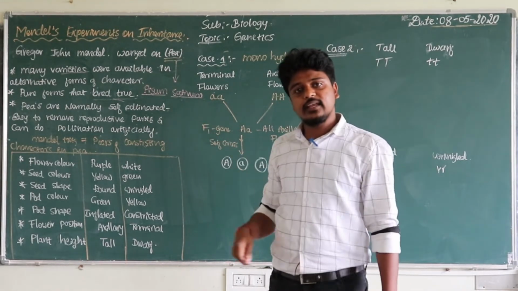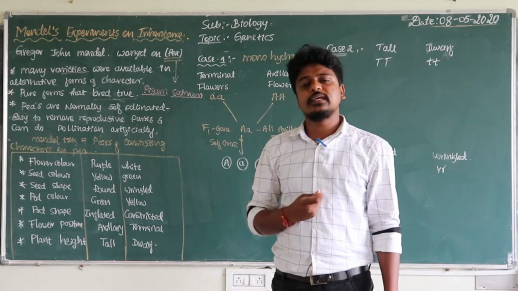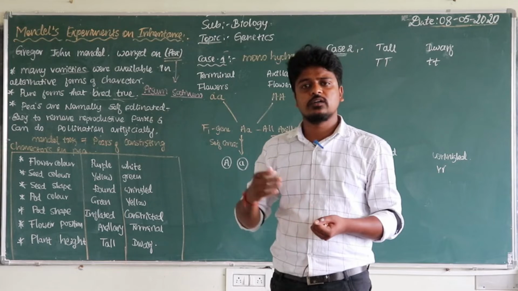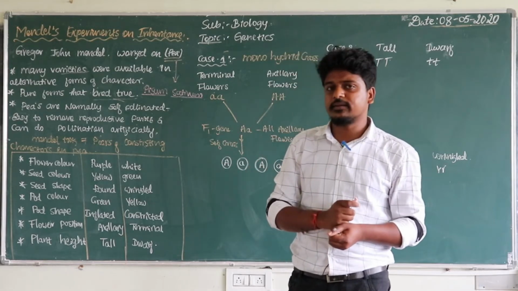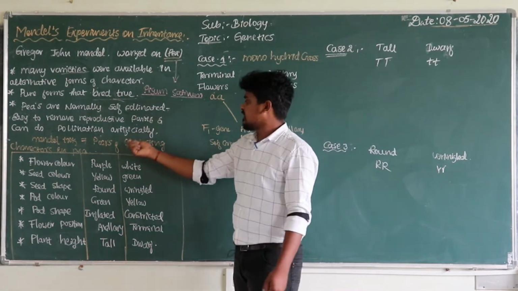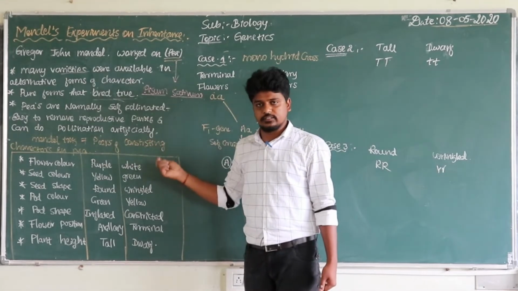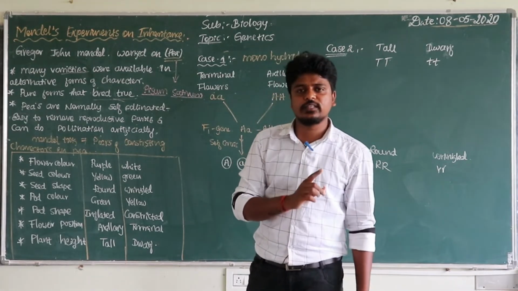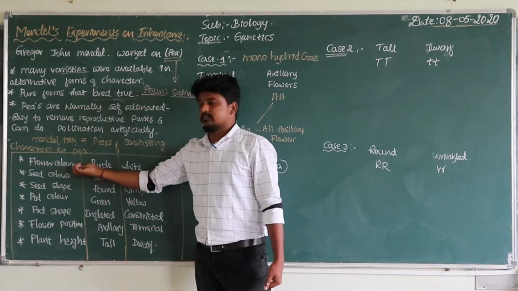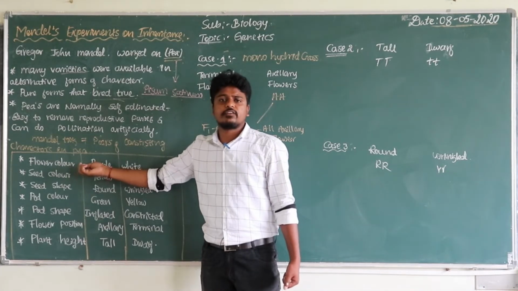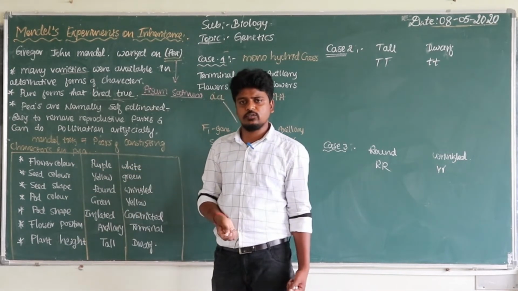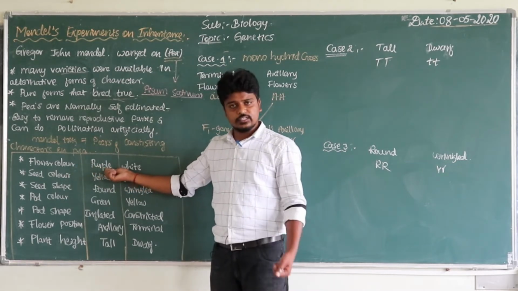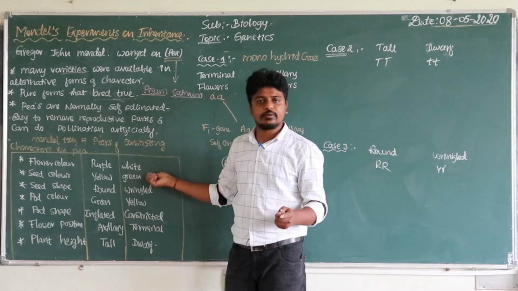In the pea plants, he selected pairs of contrasting characters. He did not select all the types of characters present on the outer or inner surface of the plant, but mainly selected 7 pairs of contrasting characters. So what are those 7 pairs? The first pair is the flower color. You have seen pea plants with different colors of flowers. In that, he selected the flower color: purple is one type of color, and white is another.